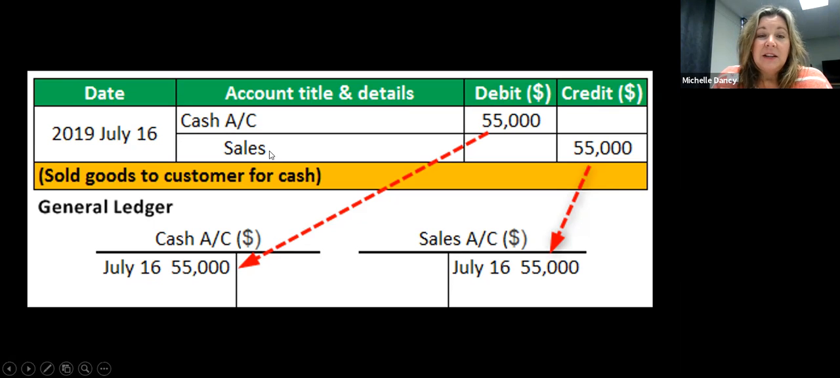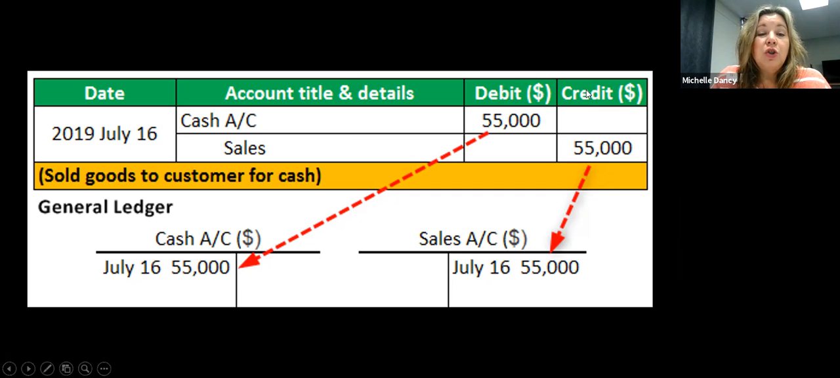My next line, sales, credit, 55,000. So I follow my arrow to find my T account for sales. I put in the date, July 16th, and I put in the credit, 55,000. So I'm simply copying the information from the journal to the T accounts. Why? Why do I need this information in two different places?